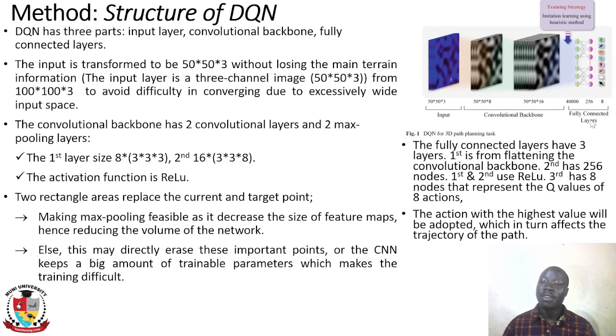But going to the last point, the fully connected layers, you will also see that it is made up of three layers. The first layer is obtained from the flattening of the convolutional backbone, and the second layer, which is in pink color, has 256 nodes. The first and second layers, which are in green and pink, use the ReLU activation function, and the third layer has 8 nodes that represent the Q values of 8 actions. Now, after this model is built, the action with the highest Q value will be adopted, which in turn affects the trajectory of the path.